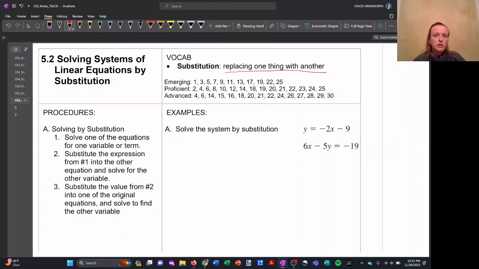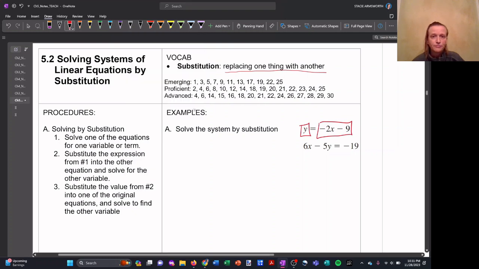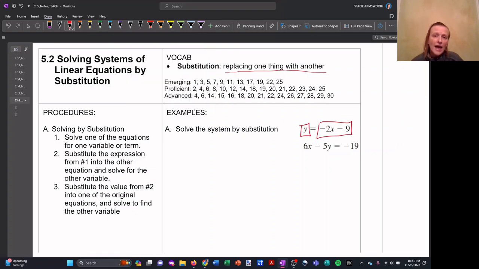So let's look at how this works. I have a system of equations here. y equals negative 2x minus 9 and 6x minus 5y equals negative 19. I know that y equals negative 2x minus 9. Therefore, any place I see a y in the equation, I can actually replace it with that equivalent expression, negative 2x minus 9. So let me do that.